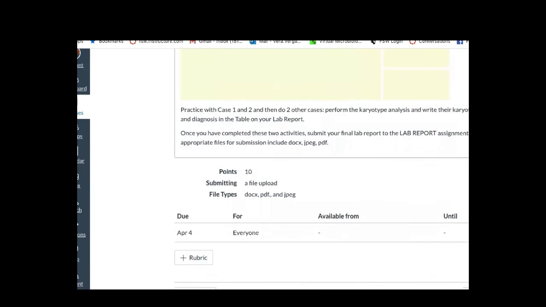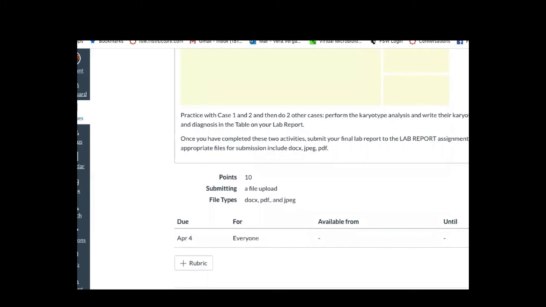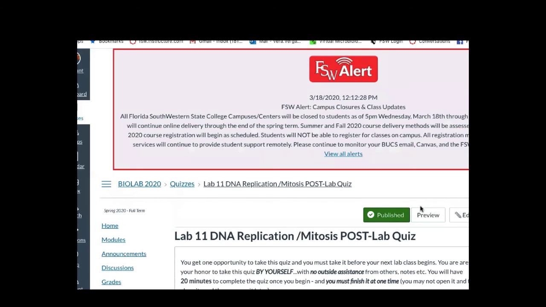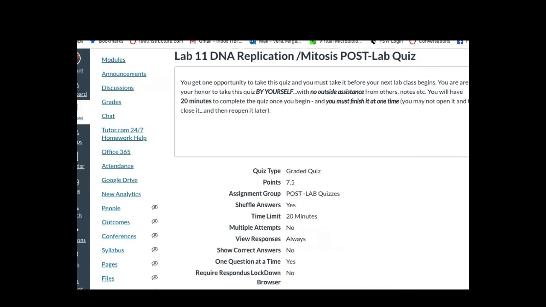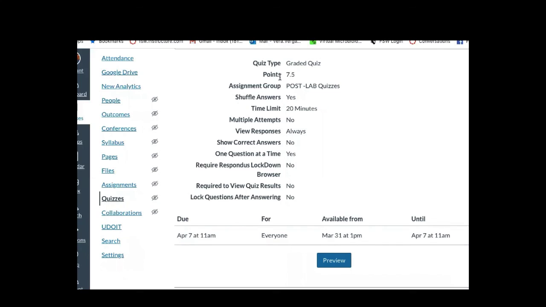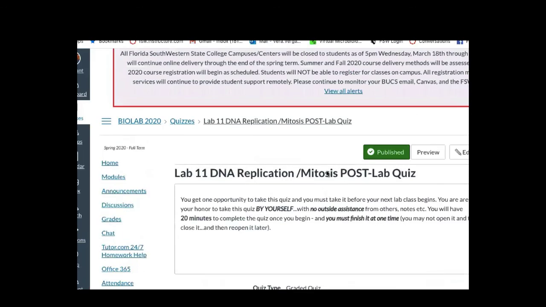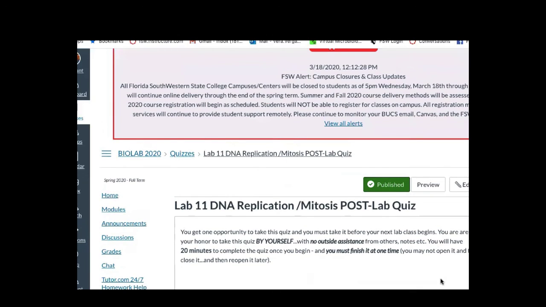And then when you're finished with all of that and you've uploaded it, there's a post-lab quiz. So there's one for mitosis, and there's also one for meiosis. So even though it's only worth 7.5 points, there's not just 3 or 4 questions for you to do. But these are really great review activities to help you understand these processes. And again, the reason we do this is to help you learn your lecture material.